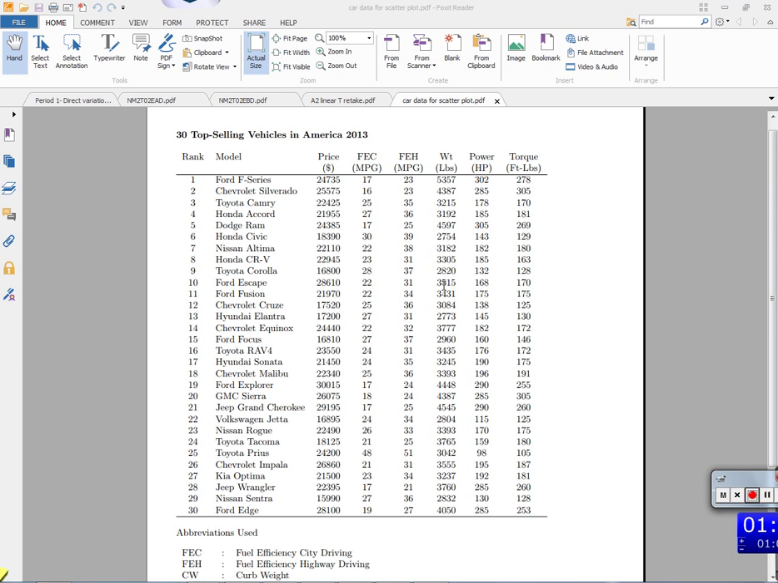Right. What are some things that you think are related as well? Power and torque, maybe. Seems like power. I'm not a car guy. I don't even know what the difference between those two things is.